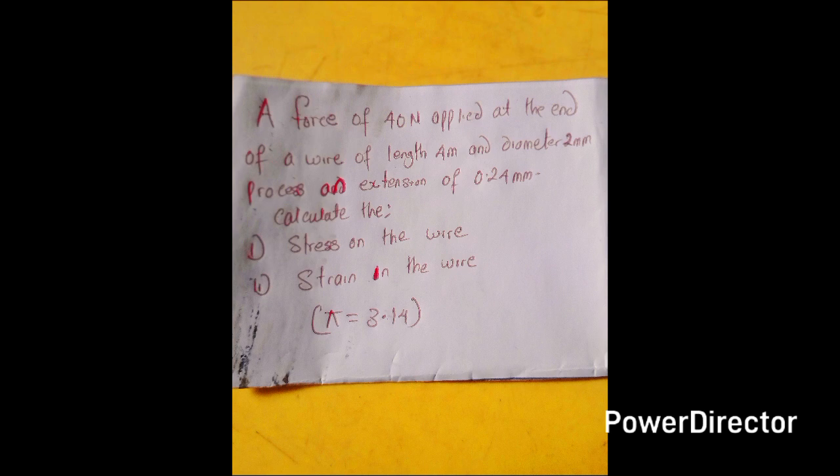Now, I promise I'm going to send a question on stress and strain. So, we are here today to solve the question together. We have a force of 40 Newton applied at the end of a wire of length 4 meters and diameter 2 millimeters, which produces an extension of 0.24 millimeters. Then we have to calculate 1. The stress on the wire, 2. The strain in the wire, given that pi is 3.14. So this is the information we are going to use to solve this particular question.